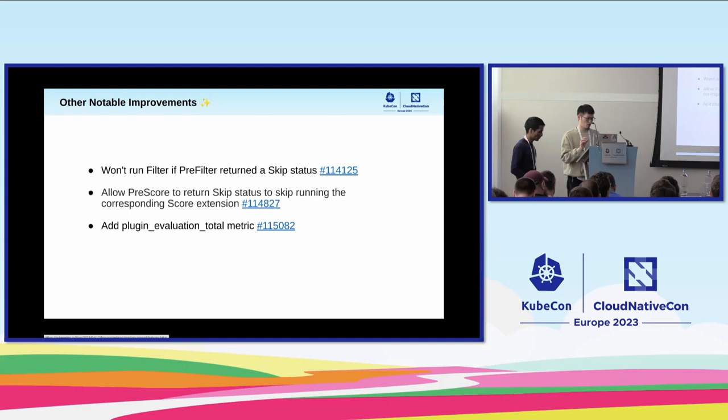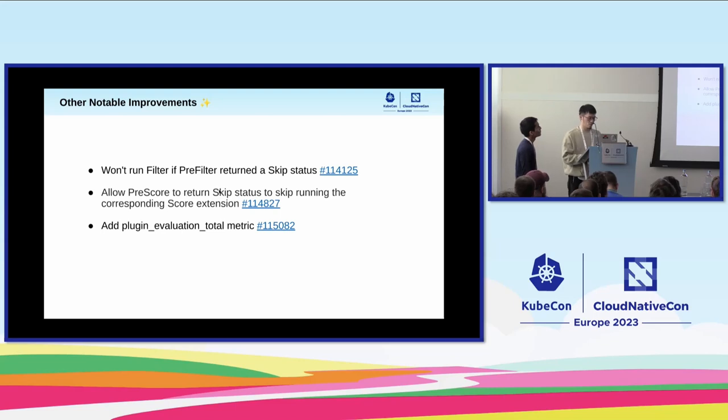And besides these features, we have several notable improvements. I listed three here. The first one is about the Skip status. If a pod has nothing to do with a filter plugin, then we think the filter plugin can be skipped directly. Let's take an example: a pod carries no node affinity fields. Then the node affinity plugin will have nothing to do with the pod, so the plugin can be skipped directly. Now we can return a Skip status in the PreFilter extension point, and the corresponding filter plugin can be skipped.